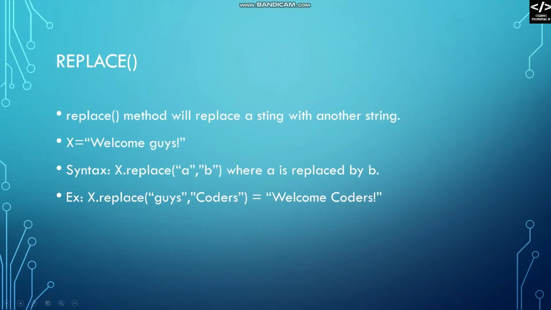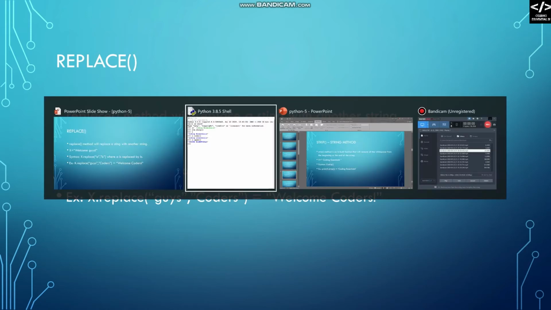Moving on to the replace method. The replace method will replace a string with another string. For example, let's take x equals welcome guys. The syntax is x dot replace a with b, where a will be replaced by b.